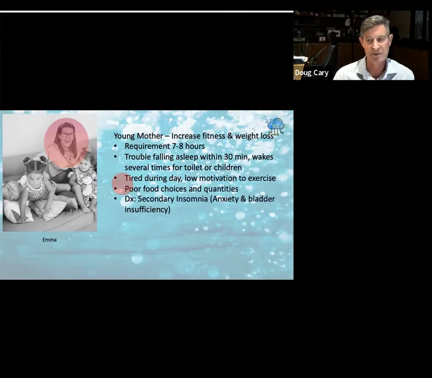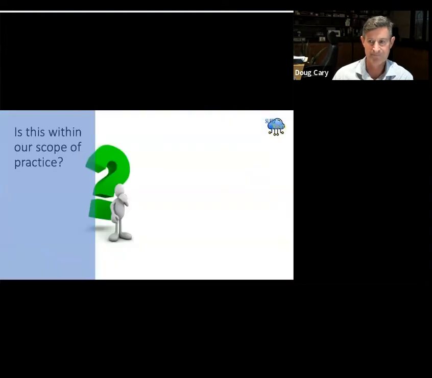So we would need to, as physios, educate her, do a urine diary, and educate her on normal voiding and how she could then improve that capacity so that she only needs to go to the toilet, say, once a night, which would be considered probably okay for a person of her age and having had 3 kids.